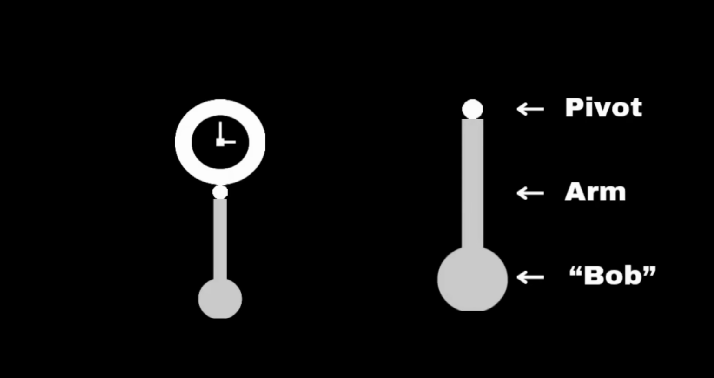Let's look at a pendulum, for example. It has a pivot, an arm, and a weight, which is sometimes called a bob. Let's suppose this pendulum has not been moved, it's just hanging there motionless. It is effortlessly maintained in its vertical position, balanced under its pivot.